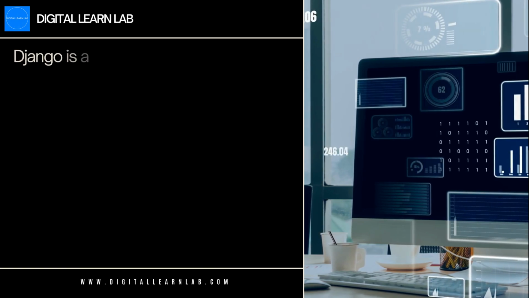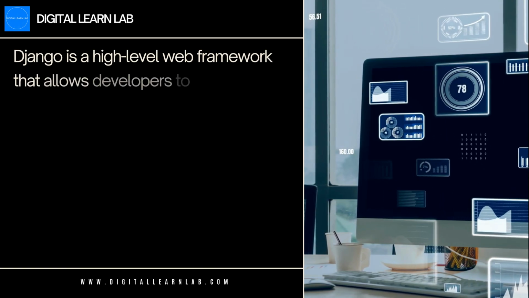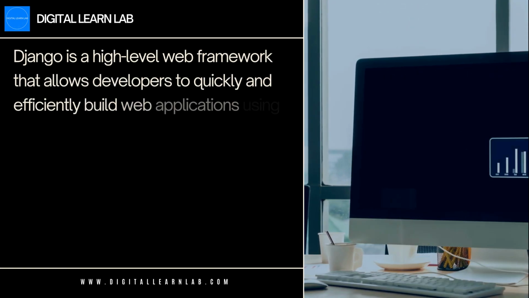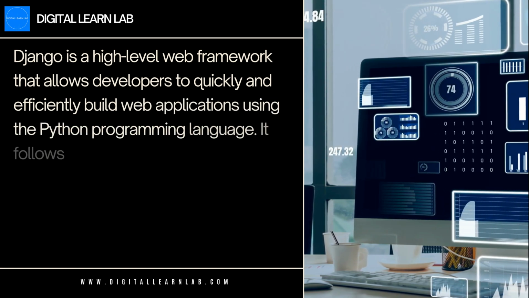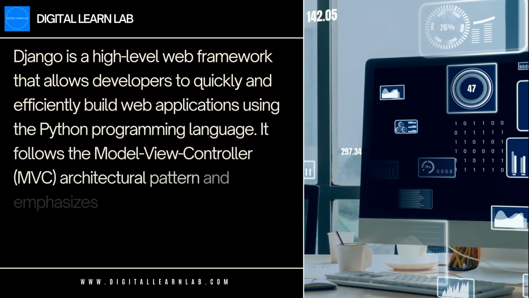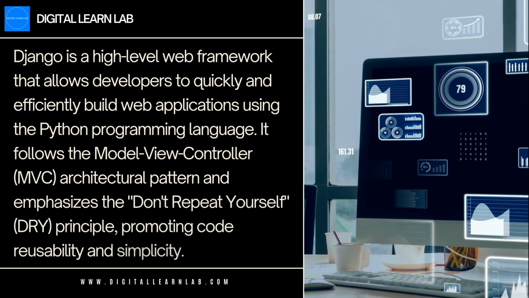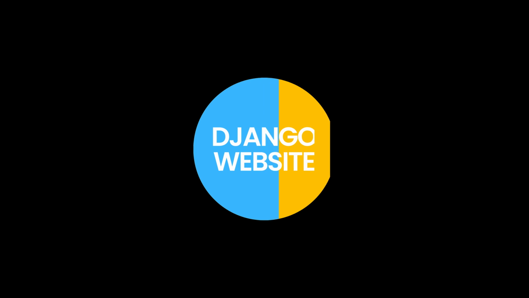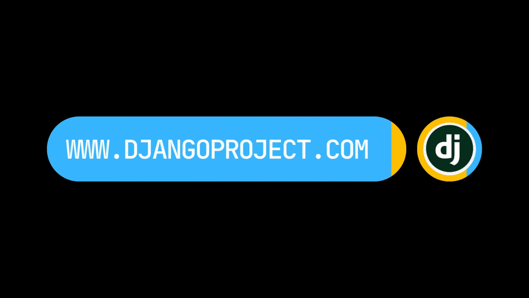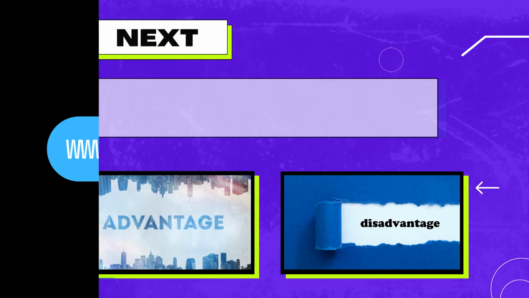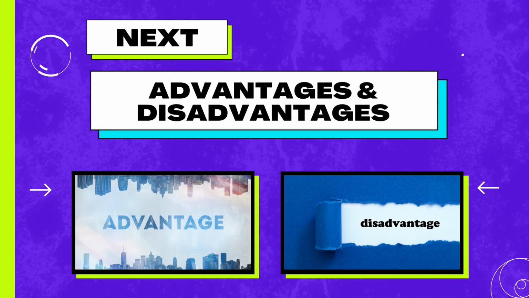Django is a high-level web framework that allows developers to quickly and efficiently build web applications using the Python programming language. It follows the model view controller architectural pattern and emphasizes the don't repeat yourself principle, promoting code reusability and simplicity. Django provides a strong community and a helpful website. To learn more about Django, you can visit the official Django website at www.djangoproject.com. For more details.